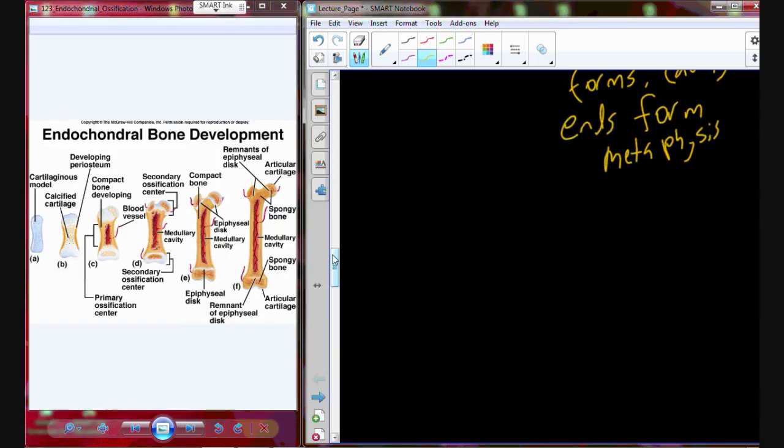So does the cavity form or does the metaphysis? So the cavity forms at the end of the bone? Yeah. The cavity forms, so you have the diaphysis that forms, then you have cavities that form at the end of the bone, and we have this whole area where all of this is going on is referred to as the metaphysis.